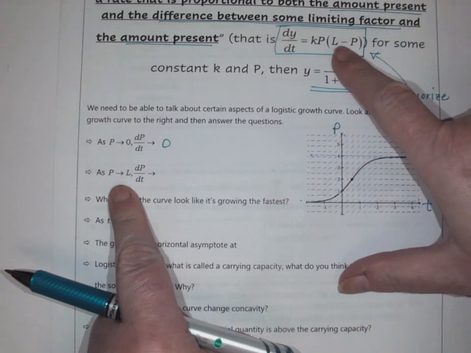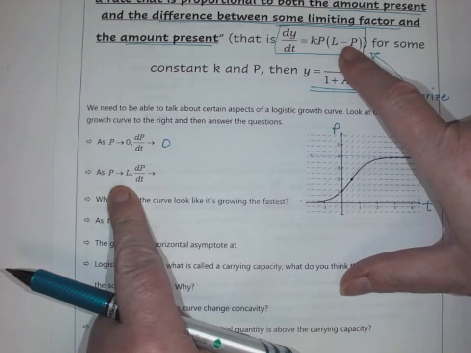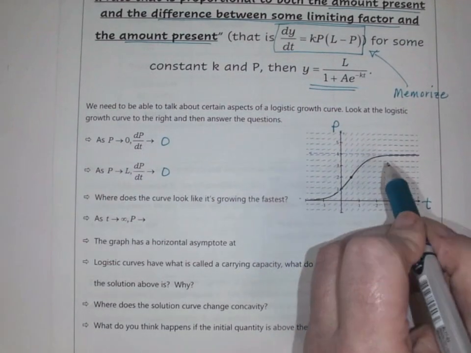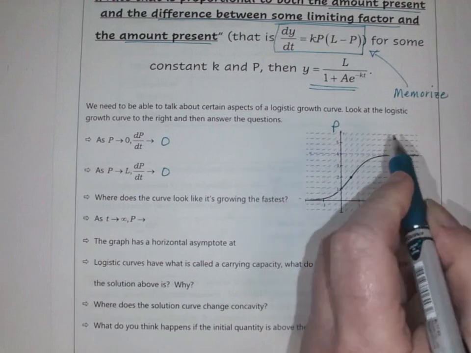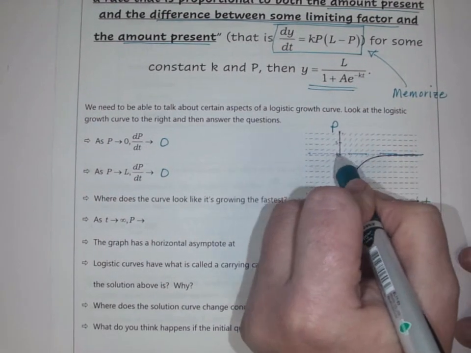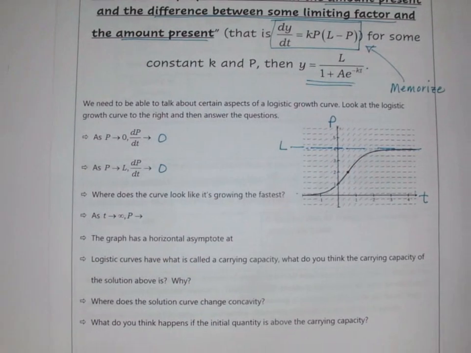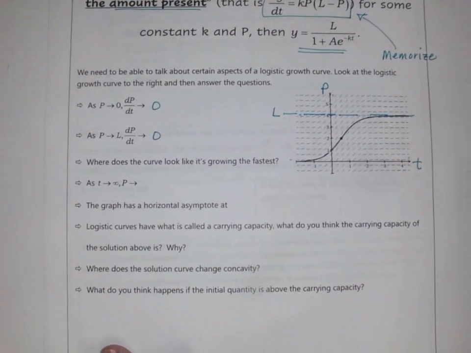If P goes to L, L minus L would be 0, so 0 times anything would be 0, so our slope would be 0. So it looks like here's where our slope gets 0, so this right here would be our L value. Okay, where does the curve look like it's growing the fastest?